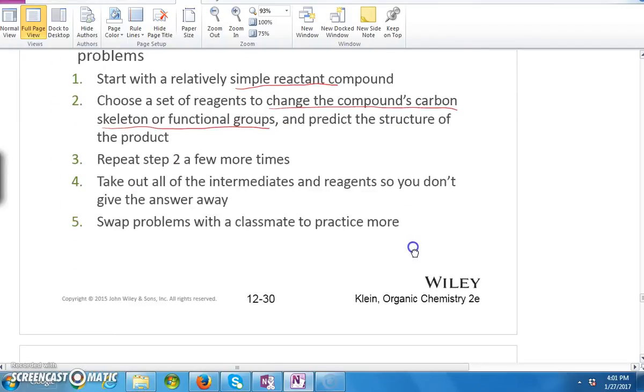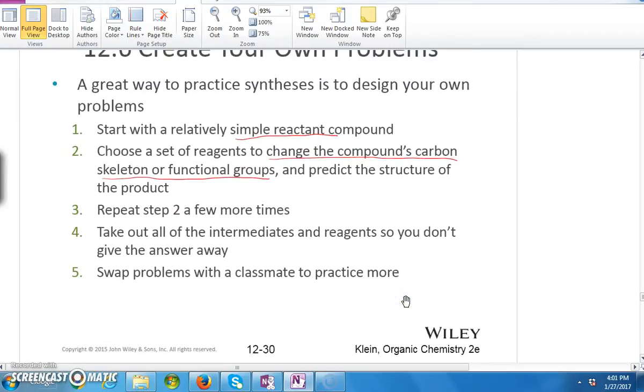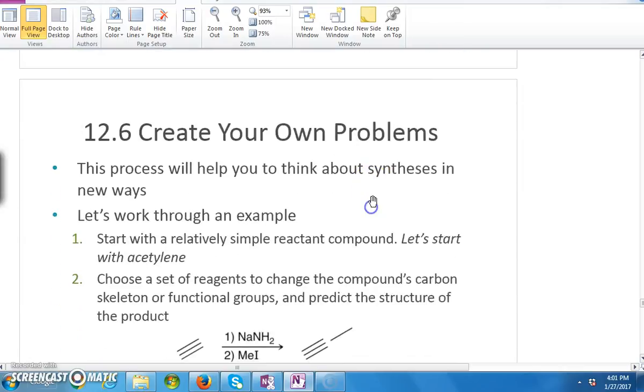So you have to try to create your own problems. Try to create your own problems and swap them with your classmates and see how you can practice. The best way to do that is start with a relatively simple reactant compound. Choose the reagents to change the compound's carbon skeleton and functional group, and predict the structure of the product. Repeat a few more times. Then you take away all the intermediates and all the reagents, and you only show the reactant going to the product. And then you give it to your classmate and see if they're able to solve the problem.